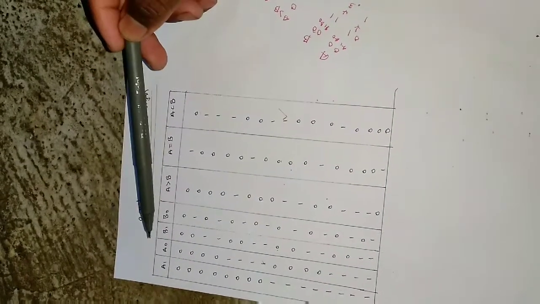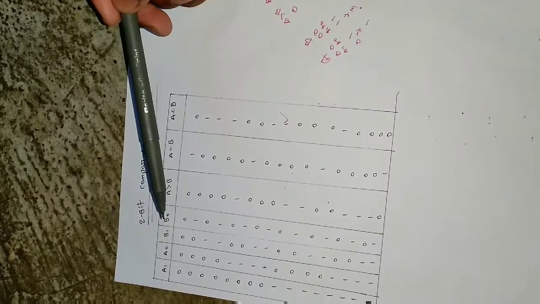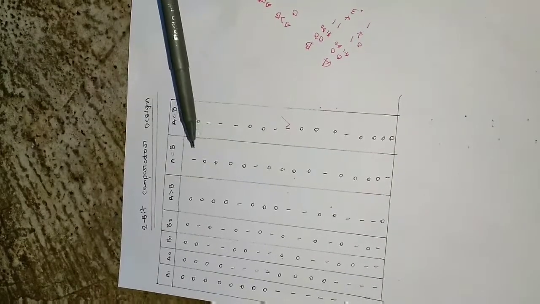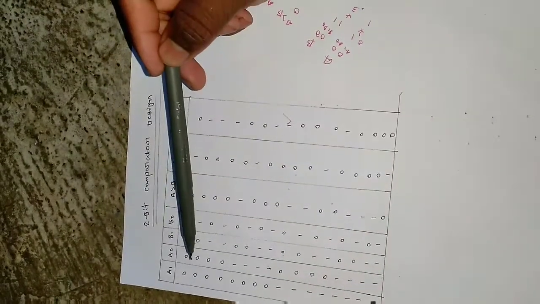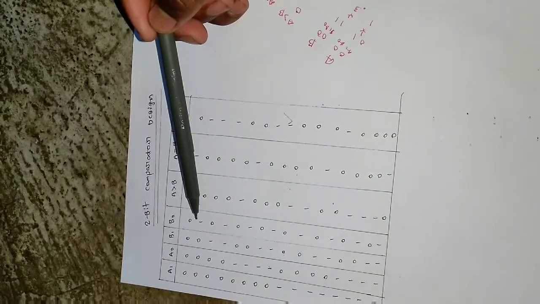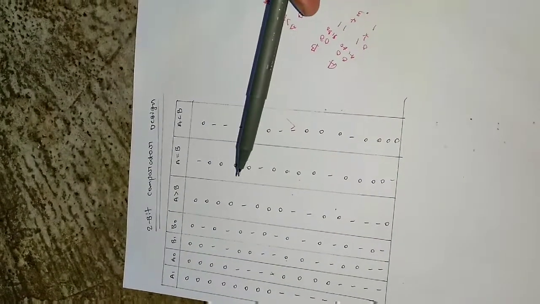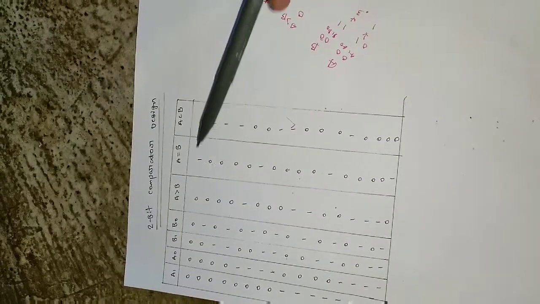So in the first case, A is 0 0 and B is also 0 0, so they are equal to each other. At that moment, A equal to B will be high and the others will be 0. In the second case, A is 0 0 and B is 0 1, which in decimal is 1. So A is less than B, and A less than B will be high and the others will be 0.